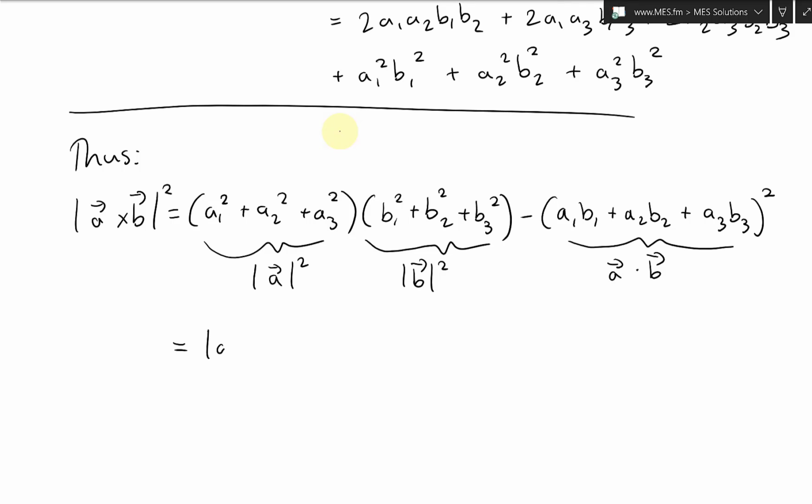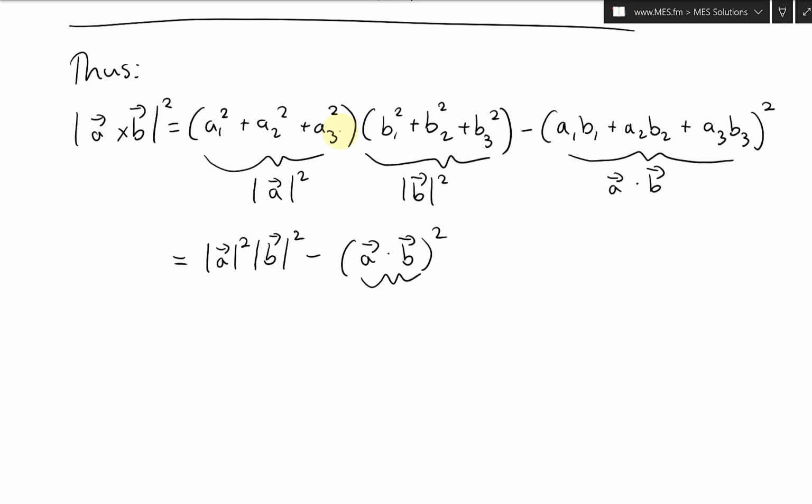This equals the squared length of vector a, squared length of vector b, minus two times the quantity a dot b, all squared. And now if you recall the dot product from our earlier video, this dot product is equal to the length of a times the length of b times cosine theta.